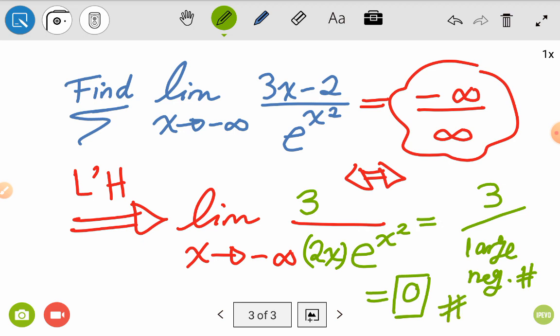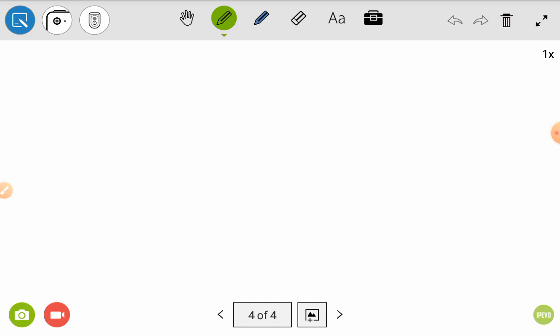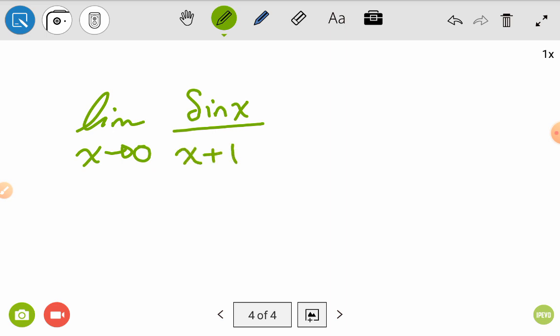We have common mistakes that we should avoid, and here are two common mistakes. L'Hopital's rule should not be used if the limit is not of indeterminate form. For example, the following limit is not indeterminate. In fact, the substitution rule applies to give the limit, like this one: the limit as x approaches 0 of sine x over x plus 1.